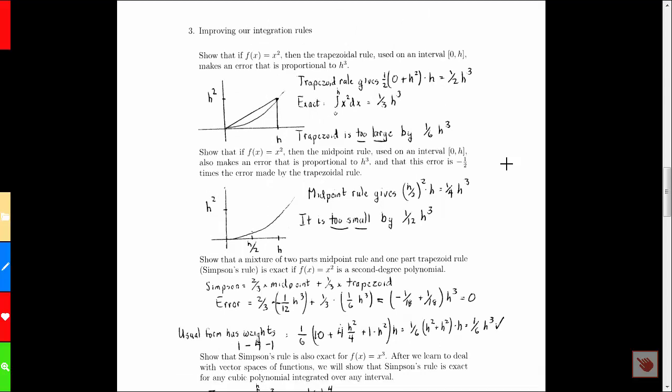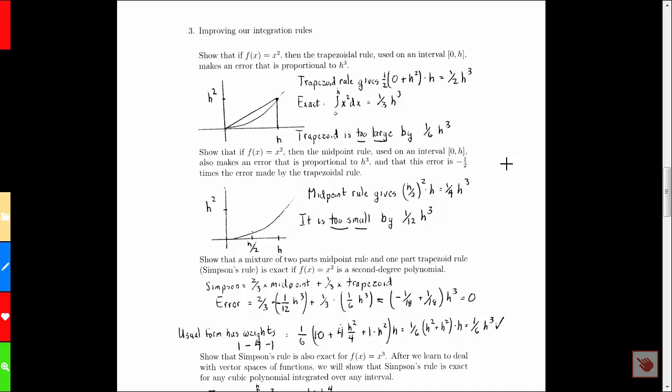The trapezoidal and midpoint rules are not exact on a quadratic polynomial. I'm going to consider just f of x equals x squared. But if we look at how they go wrong, we can guess a linear combination of them that is going to be exact.